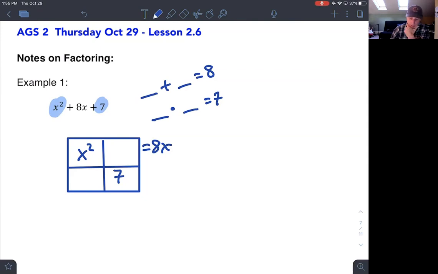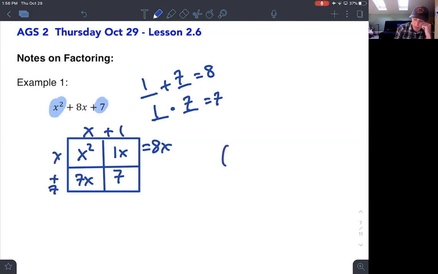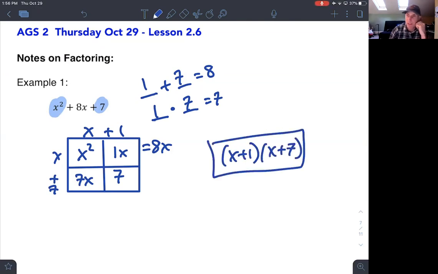1 and 7. 1 times 7 is certainly 7. And how about 1 plus 7? Yep, that's 8. So that tells you exactly how to break up this 8x into 1x and 7x. Together, it makes 8x, right? Okay, we've got all the inside parts. All we've got to do is figure out the outside and then we'll be done. So it'll be x plus 1 and x plus 7. And that's it. So our final answer would be (x plus 1)(x plus 7). Make sure you write it out with parentheses so that you get full credit, okay?